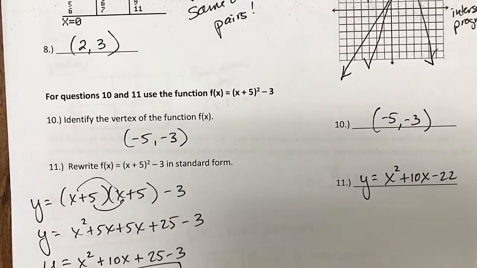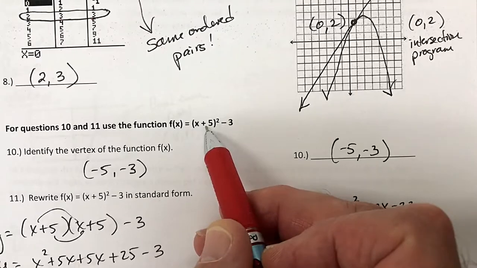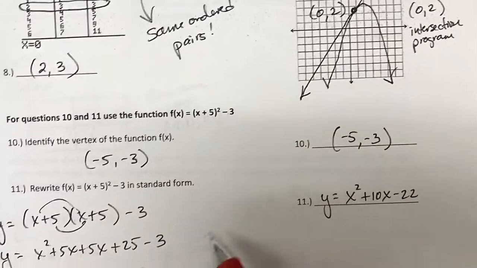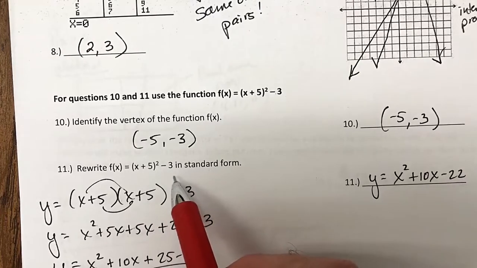All right, now number 10. What's the vertex of this? Again, this should be easy by now, -5, -3. And we're taking that same one now and we're putting it in standard form.